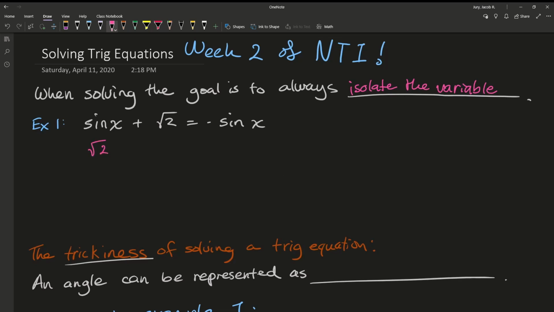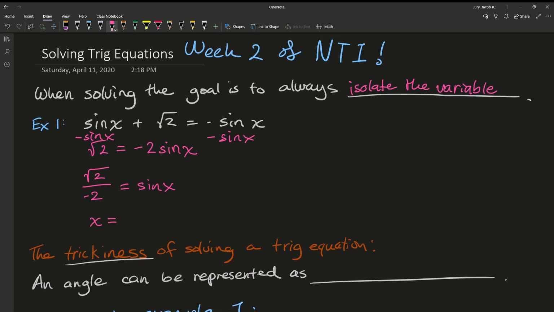So I'll have radical 2 equals negative 2 sine of x, because I subtracted this sine from each side. And then I can divide or manipulate everything that is next to my variable away from that variable. So I'm going to divide by negative 2, so I'll get radical 2 divided by negative 2 equals sine x. And at this point, we ought to know what x is.